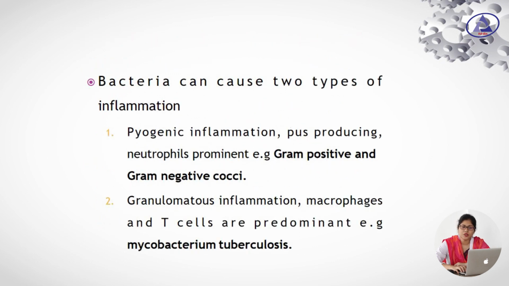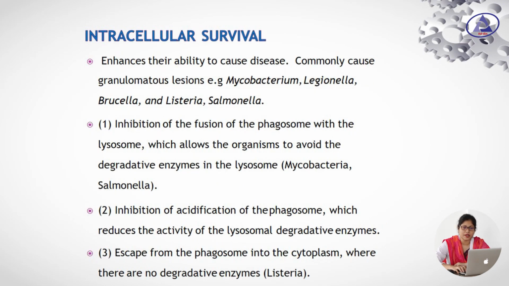Bacteria can cause two types of inflammation, pyogenic inflammation and granulomatous inflammation. In pyogenic inflammation, pus is produced and neutrophils are prominent, as with gram-positive and gram-negative cocci. In granulomatous inflammation, macrophages and T cells are prominent, as with Mycobacterium tuberculosis. Intracellular survival enhances their ability to cause disease, commonly causing granulomatous lesions in Mycobacterium, Legionella, Brucella and Listeria.